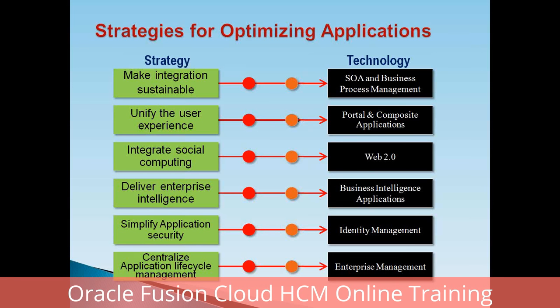And here you can see a technology and the strategy. SOA and business process management are mainly for integration, and portal and composite applications unify the user experience. Social network or social computing, Web 2.0 technology, business intelligence, OTBI, then identity management, application security, and enterprise management, centralized application lifecycle management. So what is the technology and what is the strategy for getting optimizing results?